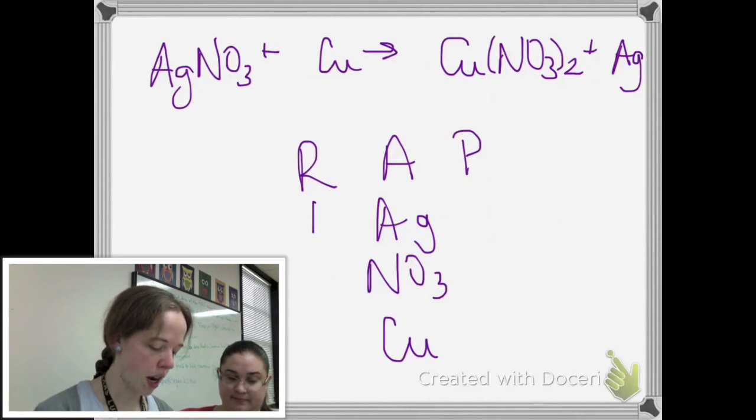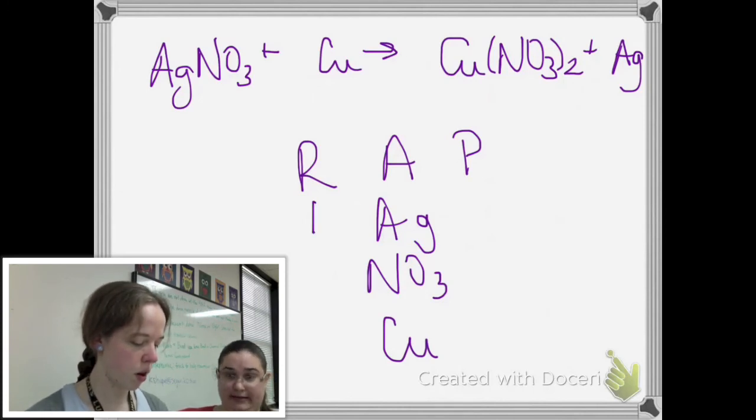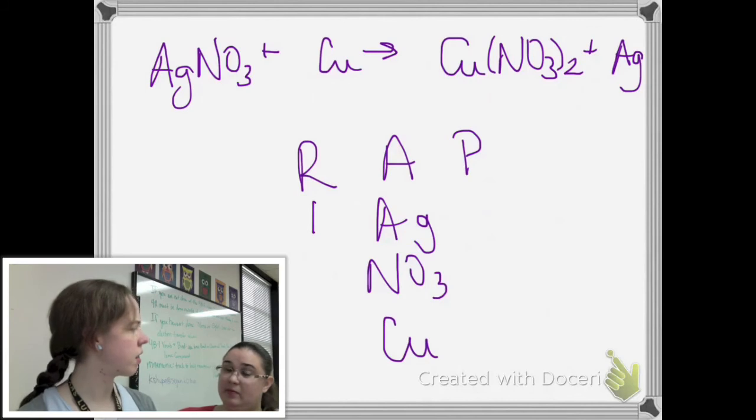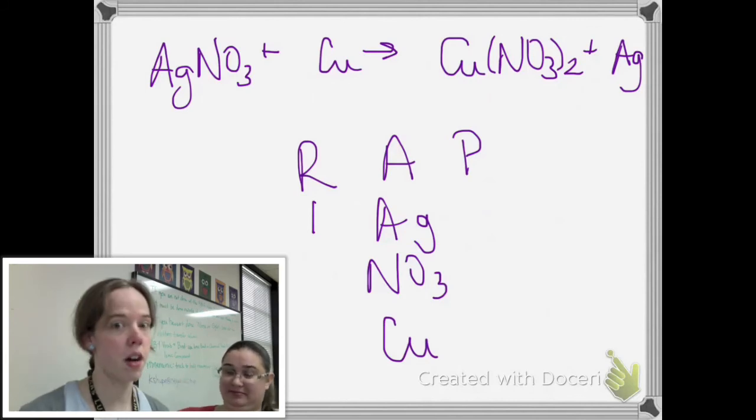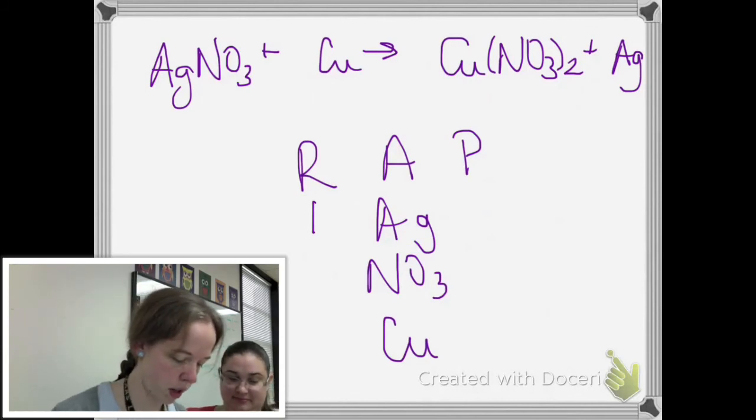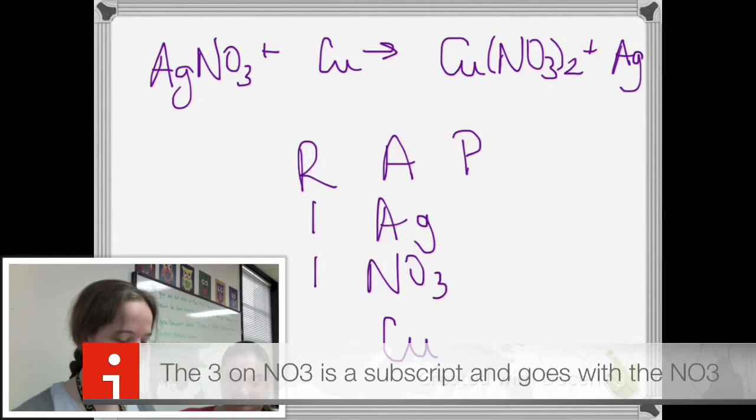All right, so how many Ags do I have? 1. How many NO3s do I have? 1. But there's a 3 there. But that's part of the polyatomic. Do not tell me you've got 3 NO3s. So that's 1.